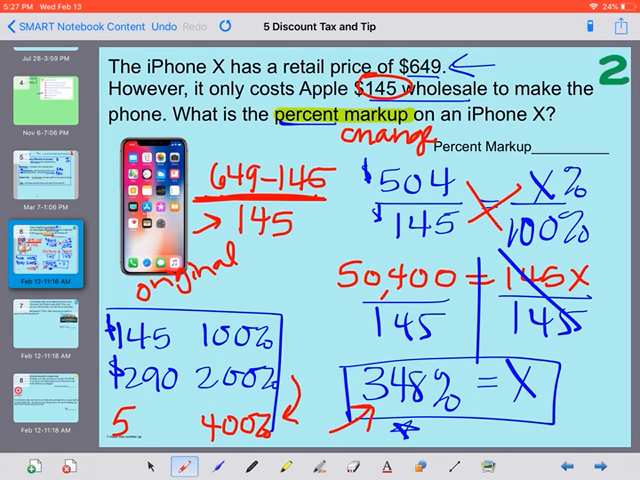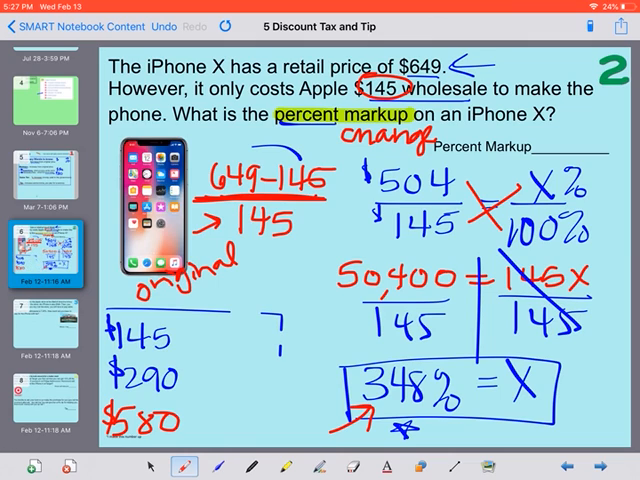$580. Think about that. That's 400. We're off 100% because we are looking for the percent change. So I did make a mistake back here.